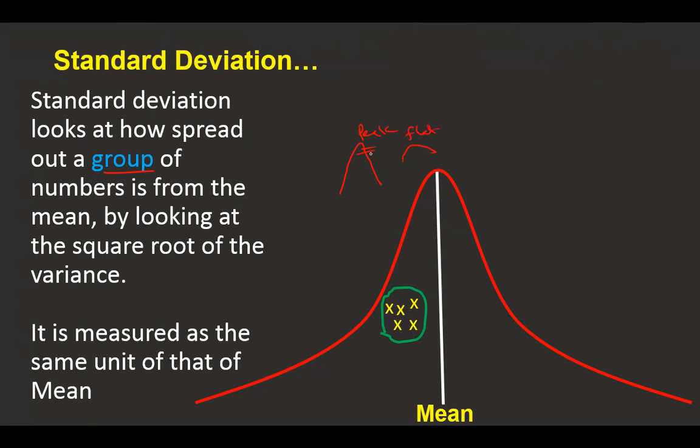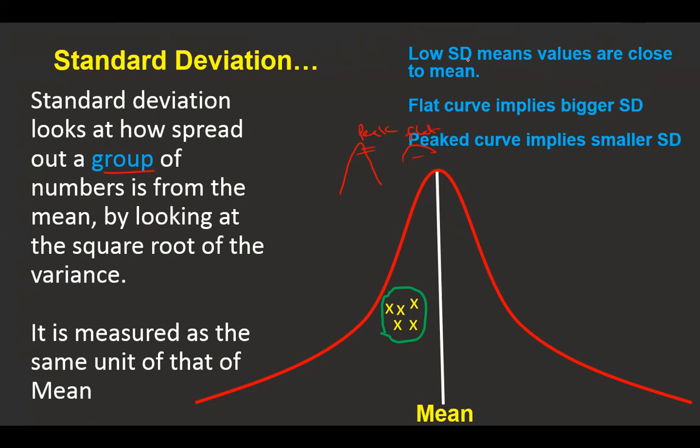Now, what do this peak and flat curve tell you? Whenever there is a lower standard deviation, the values are close to the mean. Whenever the curve is flat, that implies a bigger SD. Whenever there is a peaked curve, that implies a smaller SD. This is what we're going to show in the next example. See here, the peaked curve will have a smaller SD. The values are close to the mean here.